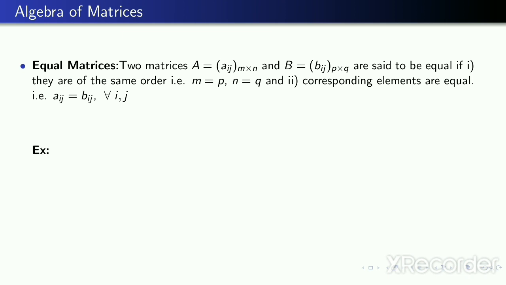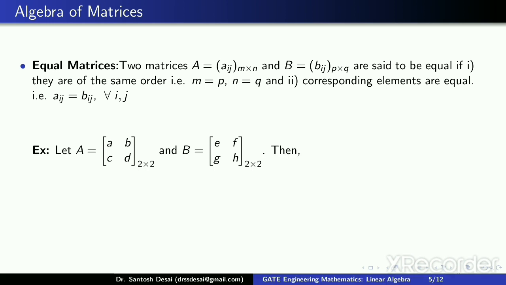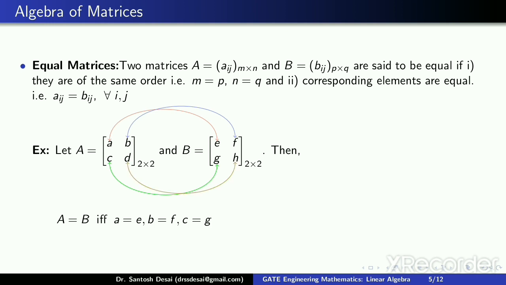Now consider one example. Let A and B be the two matrices of order 2 by 2. Then A is equal to B if the corresponding elements are equal, that is a is equal to e, b is equal to f, c is equal to g, and d is equal to h.